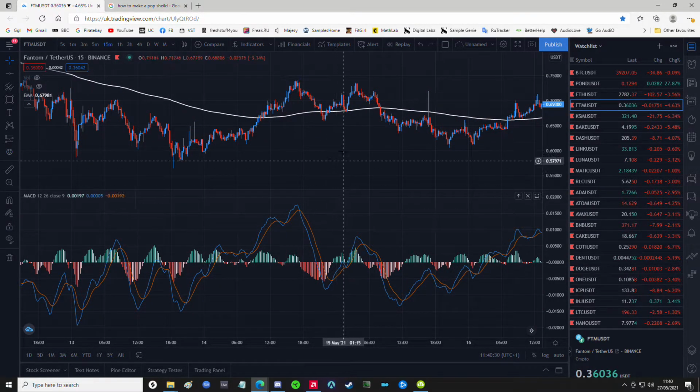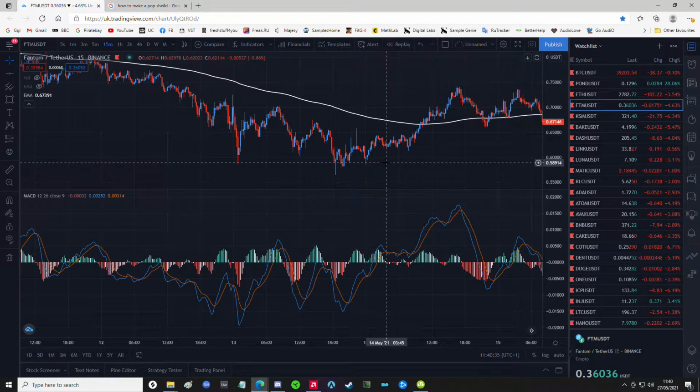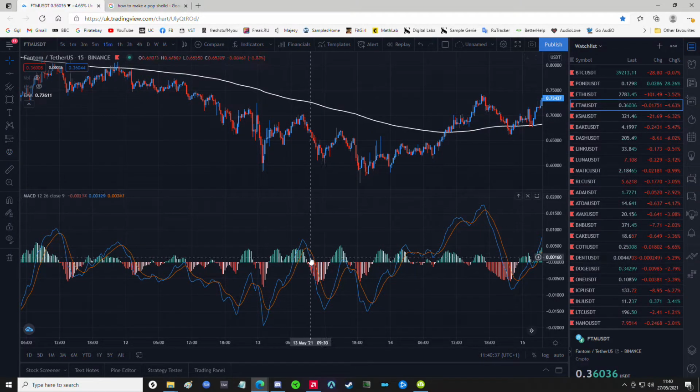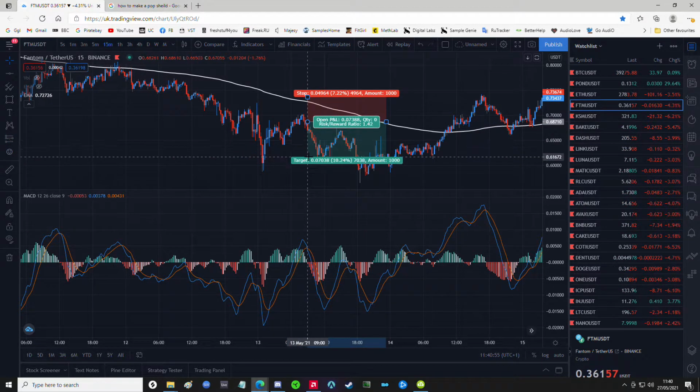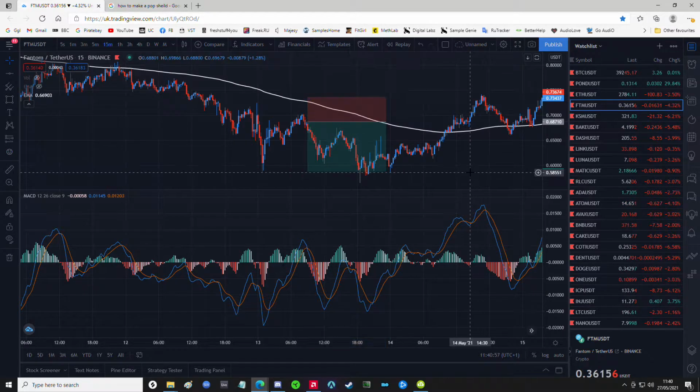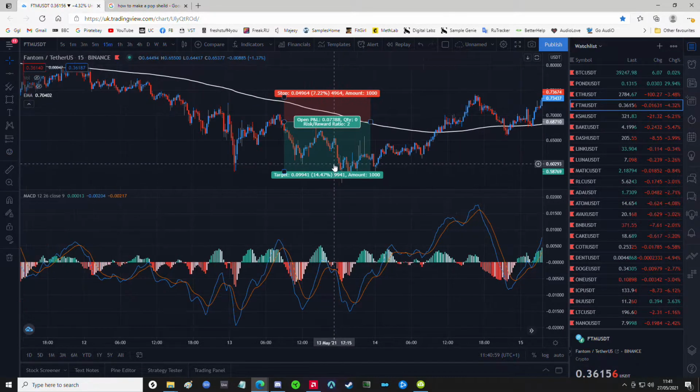Okay, we see a signal here, but you know, we're still in a downtrend, so I wouldn't have taken that. We have a signal here. Price is below. We're in a downtrend, and the MACD is crossing whilst it's above the histogram. And that would have been 14% in profit if you rode it all the way up.